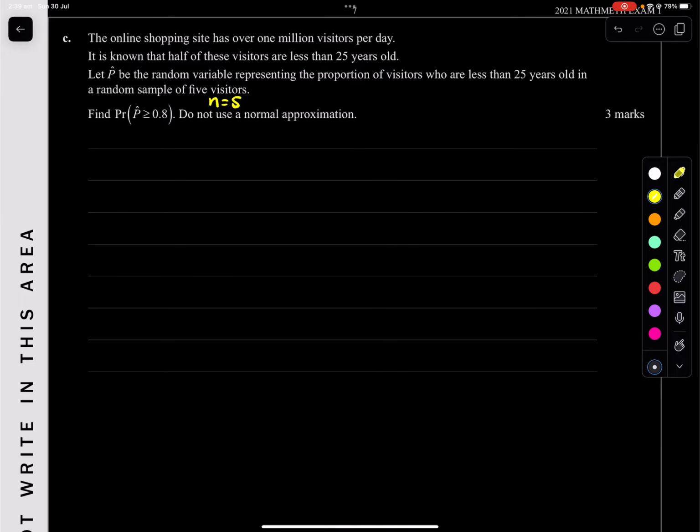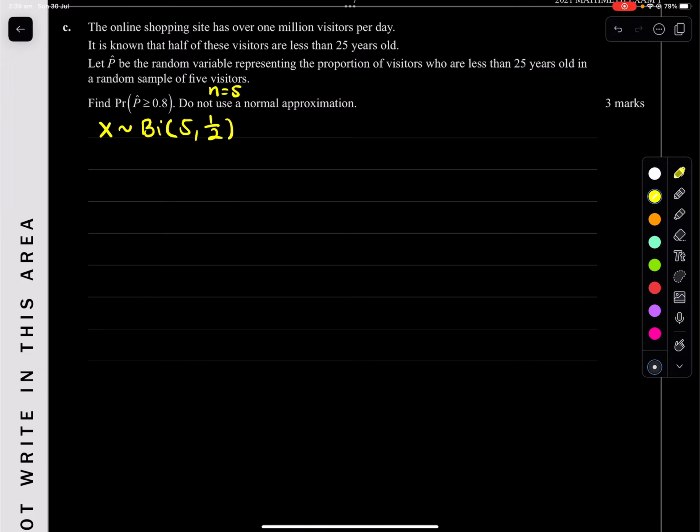So we'll say X is binomial with n equal to 5. And what's the probability of success of being 25 or less? Half. So knowing this, we want to change that P hat. We know that P hat is X over N, and P hat is already 0.8, so we multiply it by the value of N, so multiply by 5, which is 8 over 10 times 5, which is 4. So your X value is equal to 4.